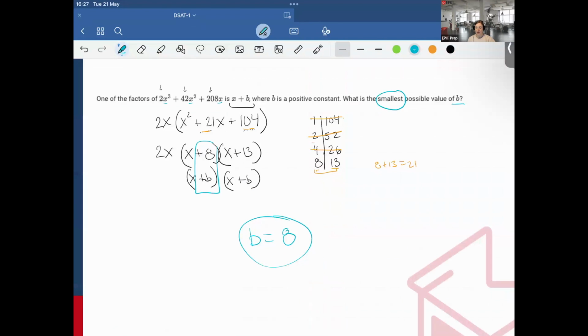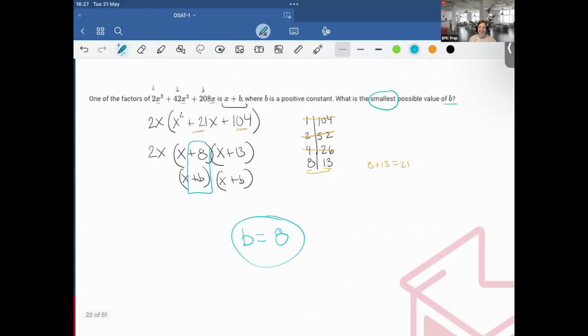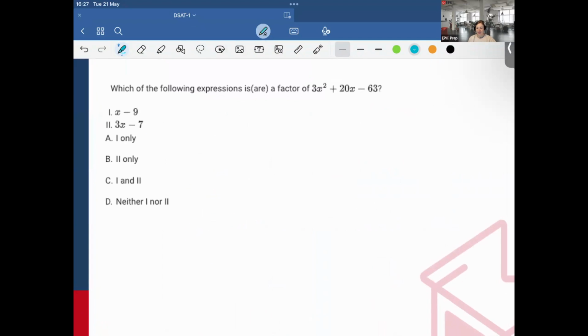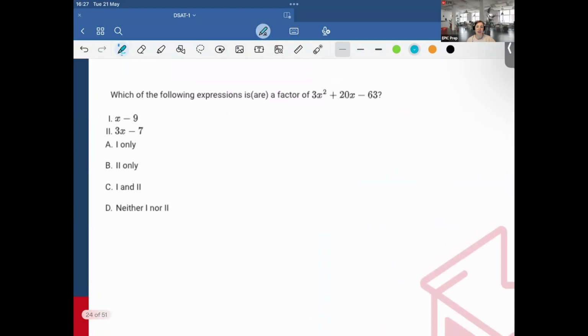Okay, so continuing our factoring journey. This one: which of the following expressions is a factor of 3x squared plus 20x minus 63? So likely, just looking at x minus 9 and 3x minus 7, I'm inclined to think that in some way they can help me factor out this expression here. So I can do that approach. Let's factor and see what happens.